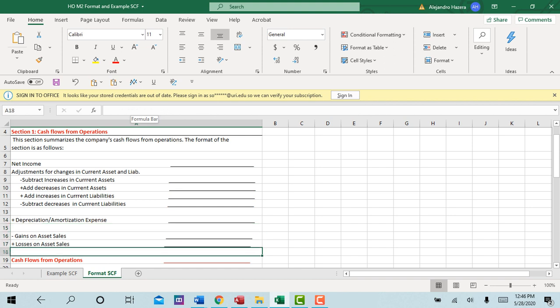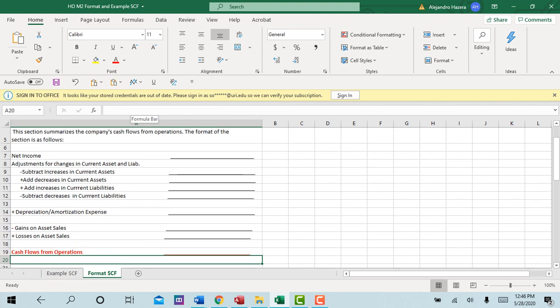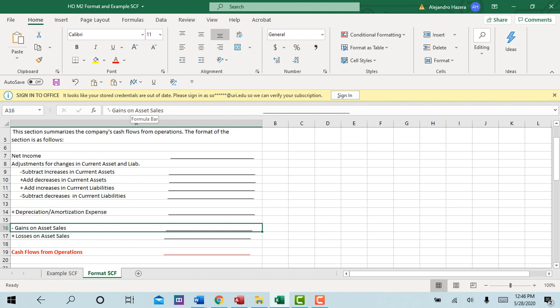depreciation expense. And the next one, I'll try to explain in the example. If you sell an asset, and if you have a gain, that is, if you sell it for more than its book value on your balance sheet, you're going to subtract out that gain in the operations section of the statement of cash flows. If you sell an asset at a loss, so if you sell it for less than its book value on your balance sheet, you're going to add back the loss. And I'll try to explain this as I go through the example.